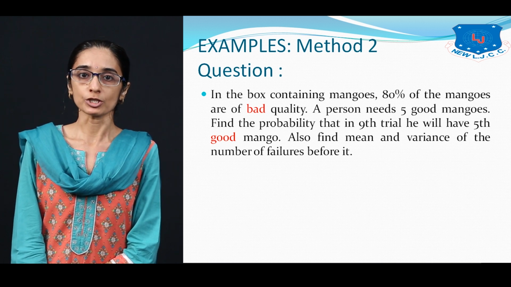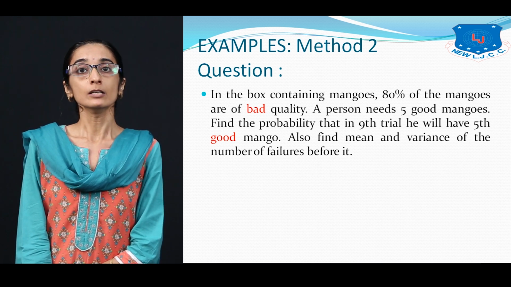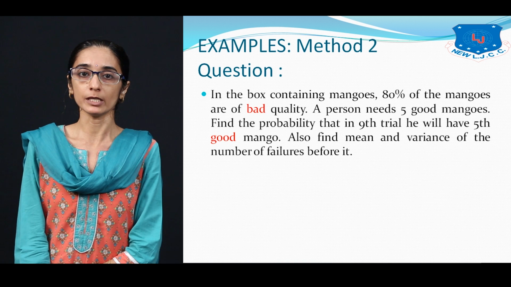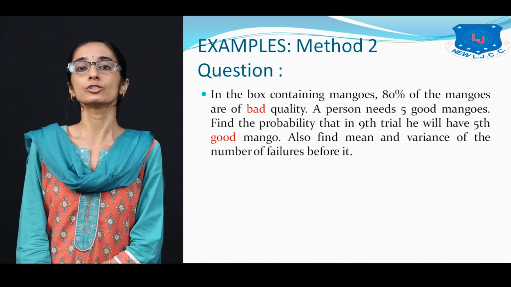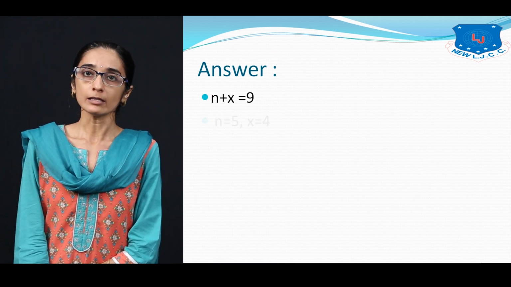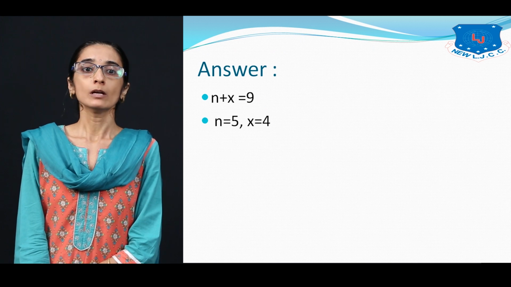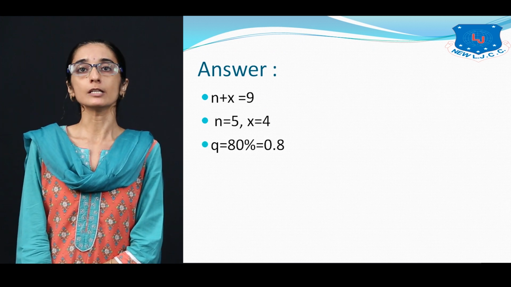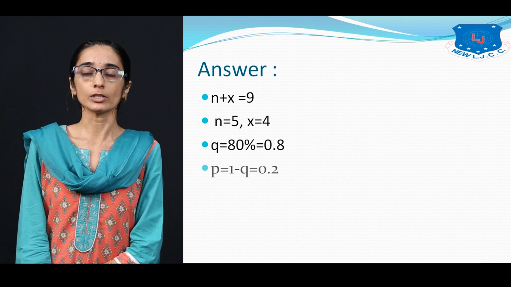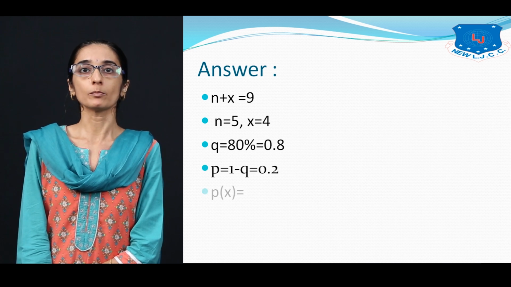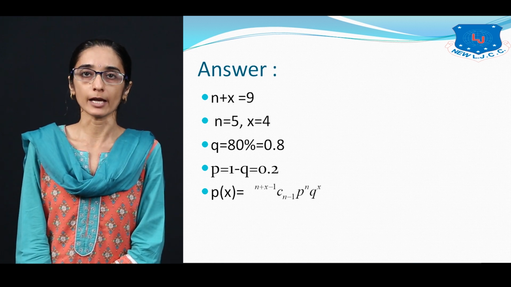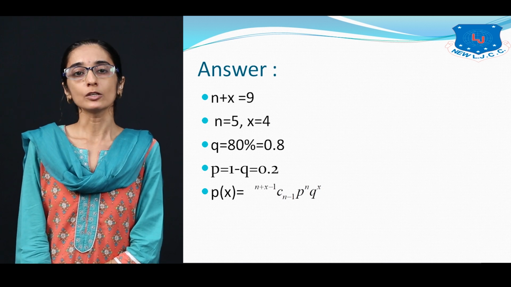If you check the question, total trials will be 9, successful trials will be 5 and probability of failure will be now 80%. Let's just write down these numbers. So n plus x is equal to 9, n that will be 5, so x is 4. And now q is 80%, that means it is 80 upon 100, that is 0.8. So p value will be 1 minus q, that is 0.2. Now let's use the formula of negative binomial distribution, that is n plus x minus 1 C n minus 1 P raised to n Q raised to x.